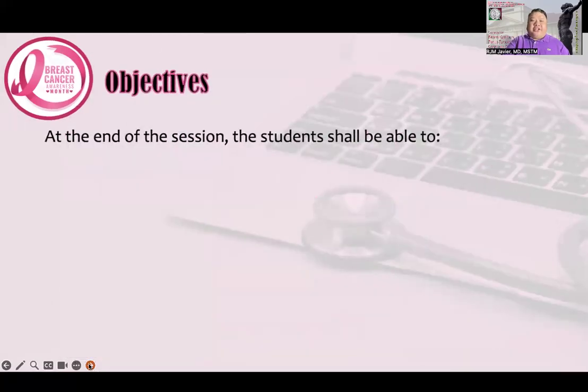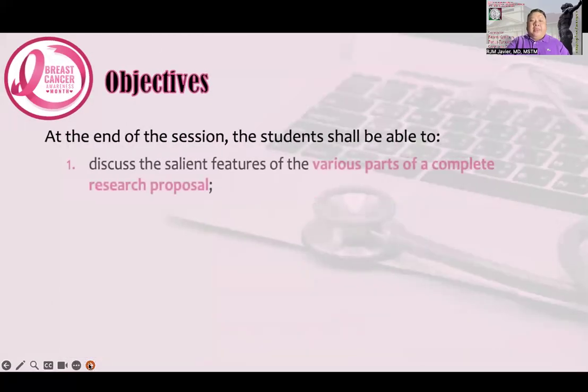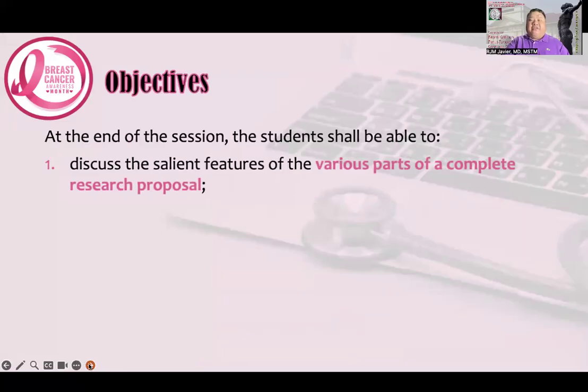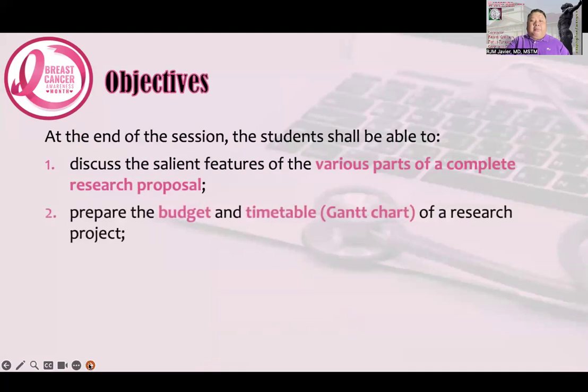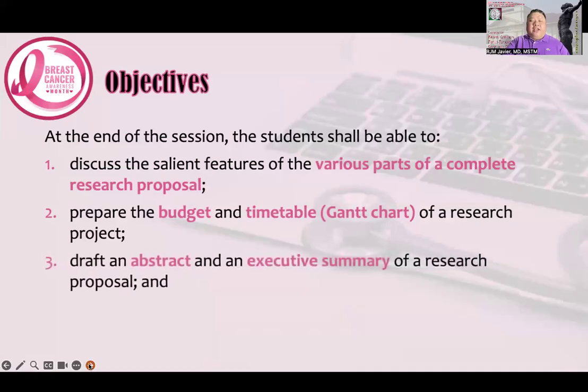At the end of the session, the students shall be able to discuss the salient features of the various parts of a complete research proposal, prepare the budget and timetable or the Gantt chart of a research project, draft an abstract and an executive summary of a research proposal, and lastly, write a complete research proposal.